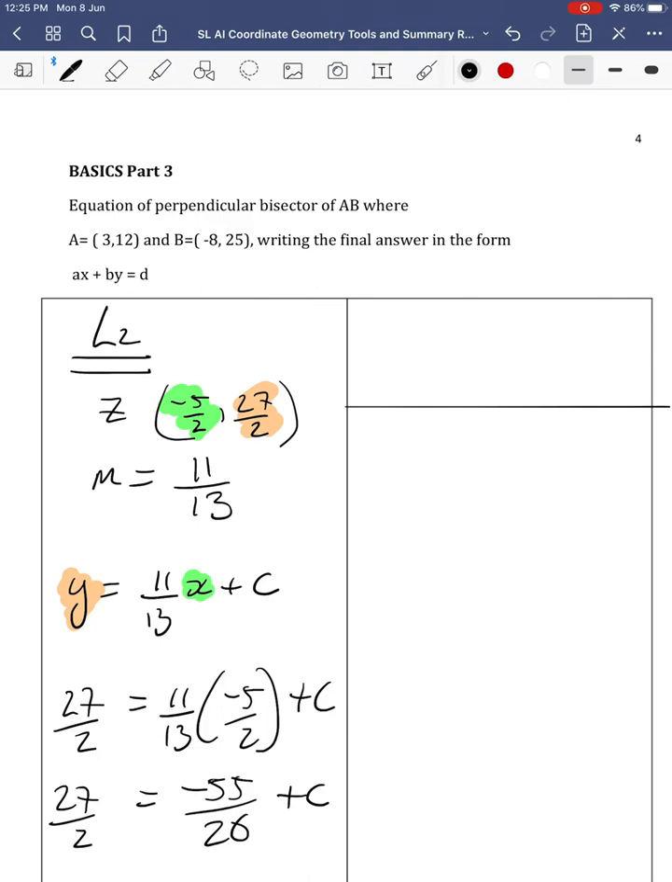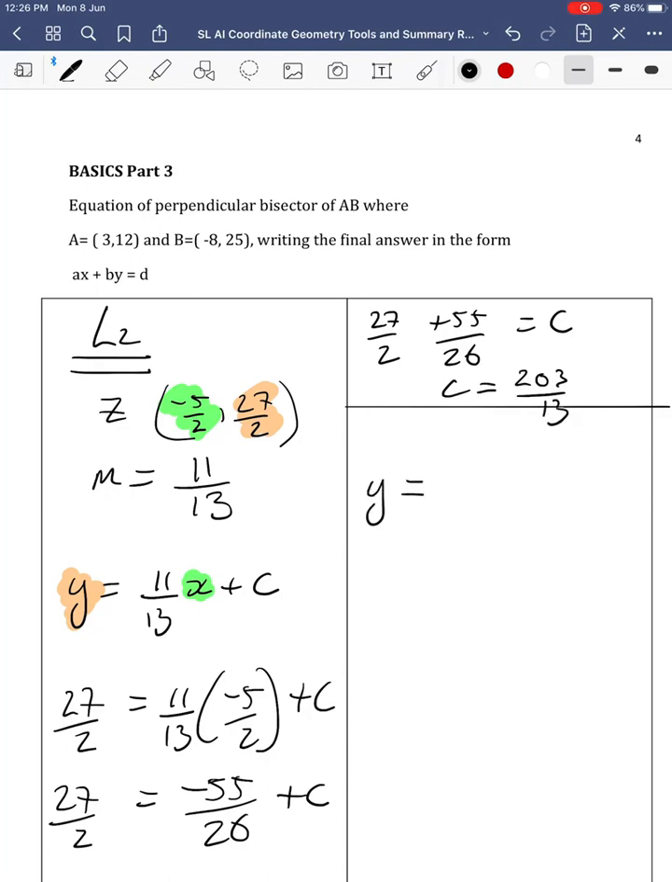Don't worry, you can use a calculator again. And then 27 over 2 plus 55 over 26 equals c. And again, I'm reaching for my calculator, just to show you how long it takes to type in the calculator. 27 divided by 2 plus, click on the fraction button, 55 over 26. And I've got c coming out to be 203 over 13.